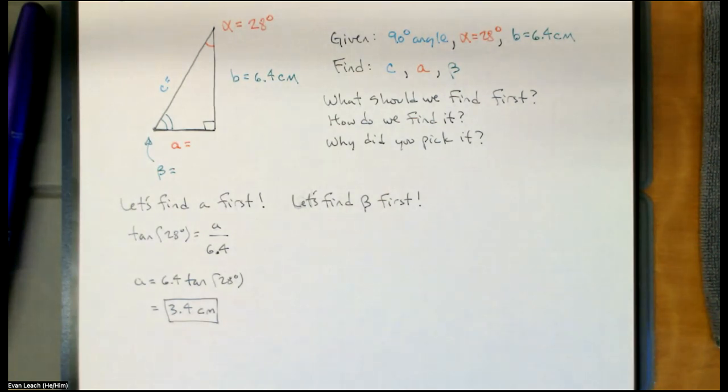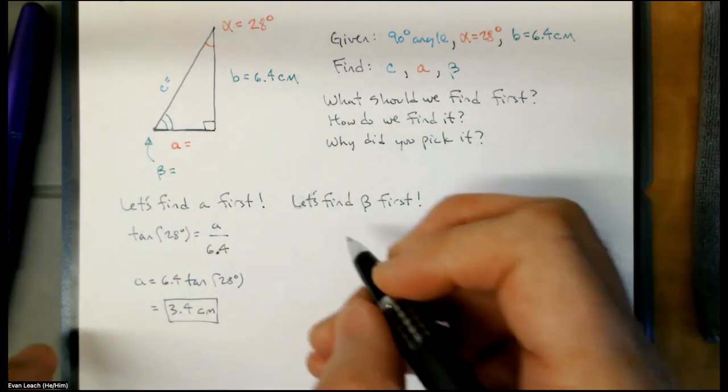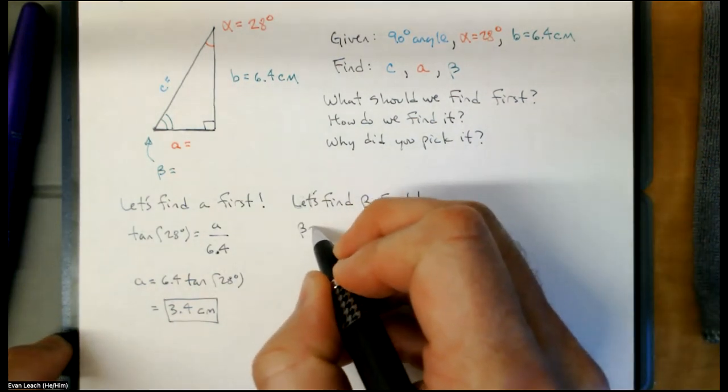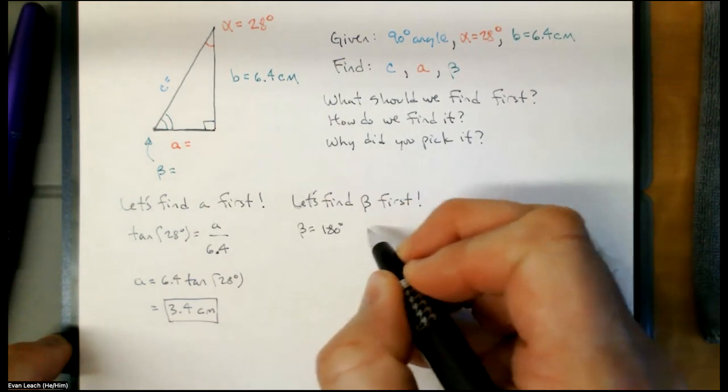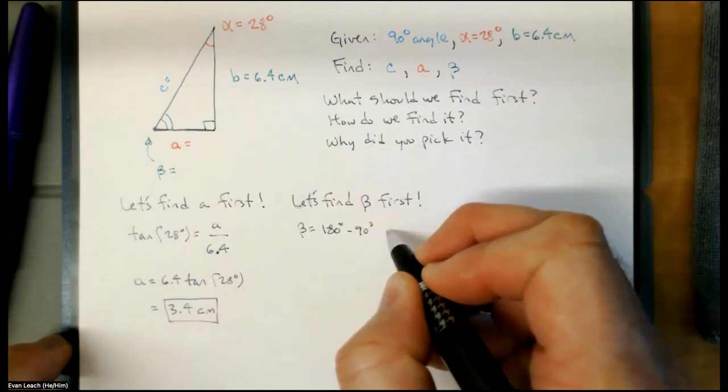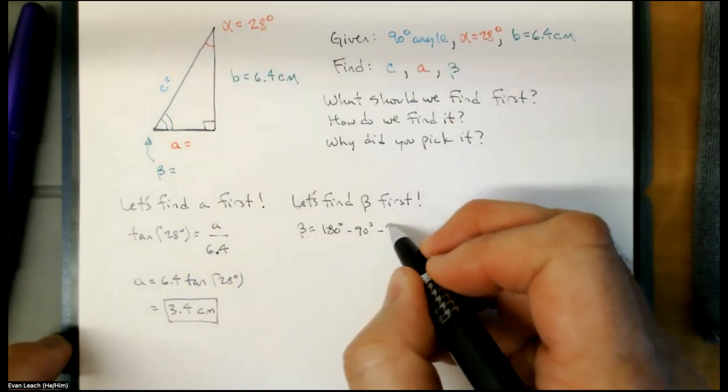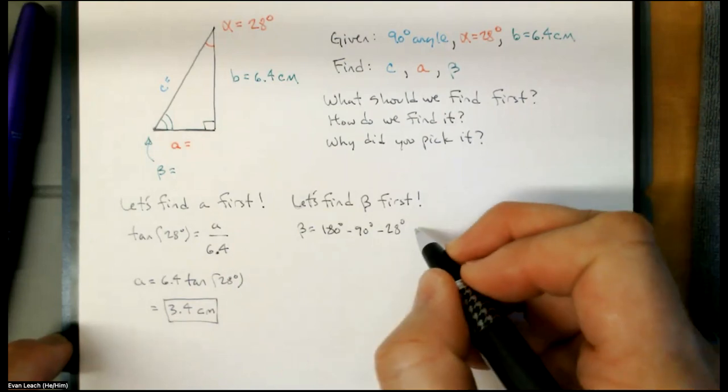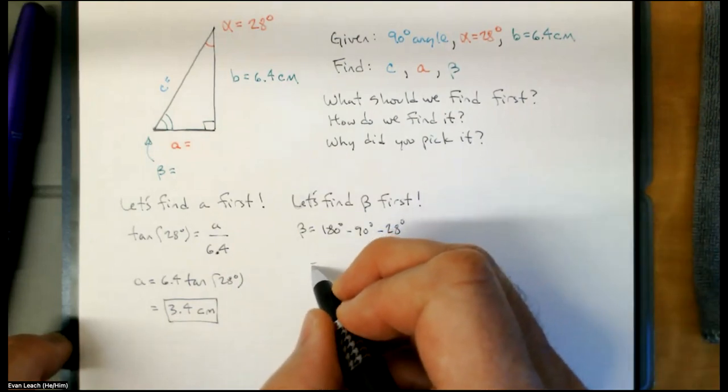The sum of the angles is 180. Great. In this case, we'll use the fact that the sum of the angles is 180. So for beta, we'll take 180 and start subtracting the angles we know. There's a 90-degree angle and the 28-degree angle was given. And what does that leave us for beta?